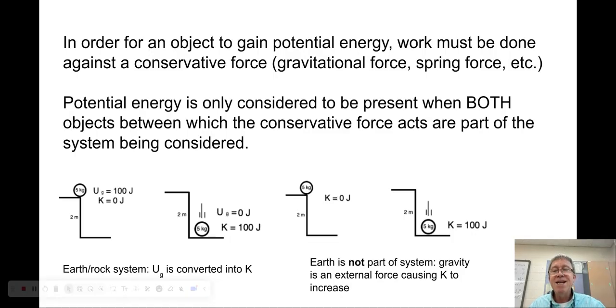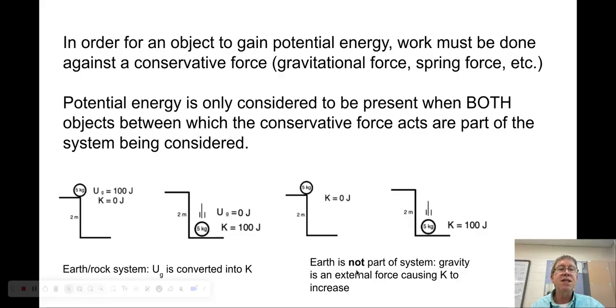So, for instance, if I have a rock-earth system, well, gravity is a force between the rock and the earth. They're both part of that. Therefore, the gravitational force is a conservative force within my system, and I can have gravitational potential energy. So I have UG, which will then be converted. In this case, I'm saying, well, I'm going to apply conservation of mechanical energy. The 100 joules of potential energy got converted into 100 joules of kinetic energy.